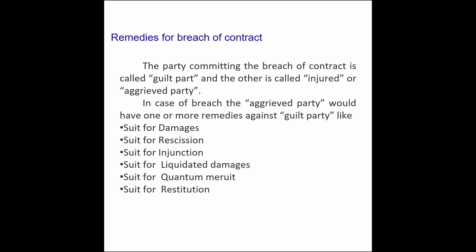Once the contract has been cancelled, there are some remedies that you can avail. The party committing the breach of contract is called the guilty party, and the other is called the injured party. The person who commits the mistake is the guilty party, and the person suffering the loss is called the injured or aggrieved party. The aggrieved party may have one or more remedies against the guilty party.